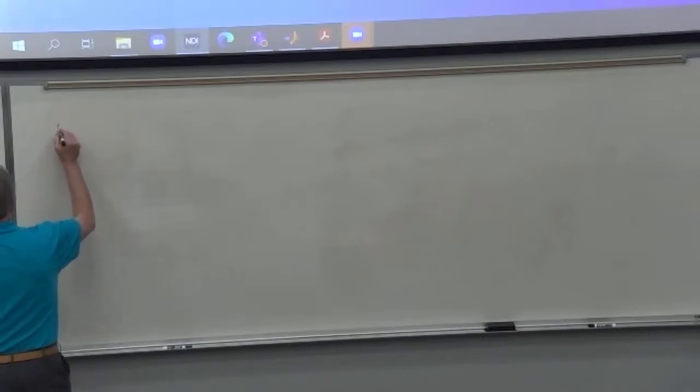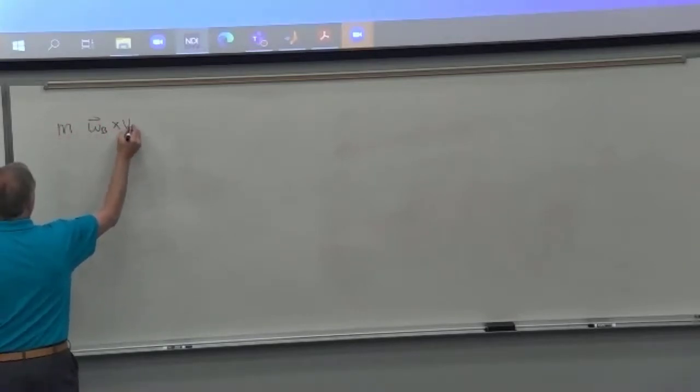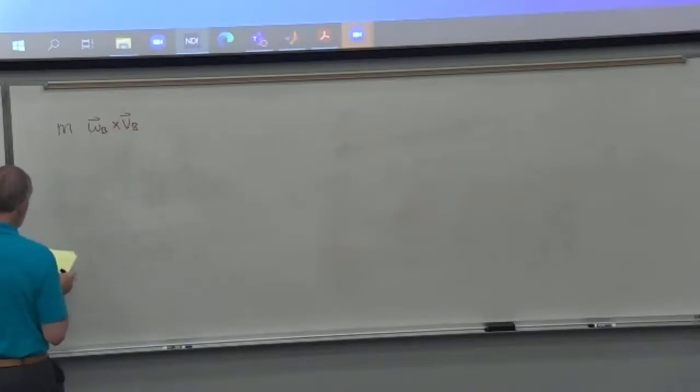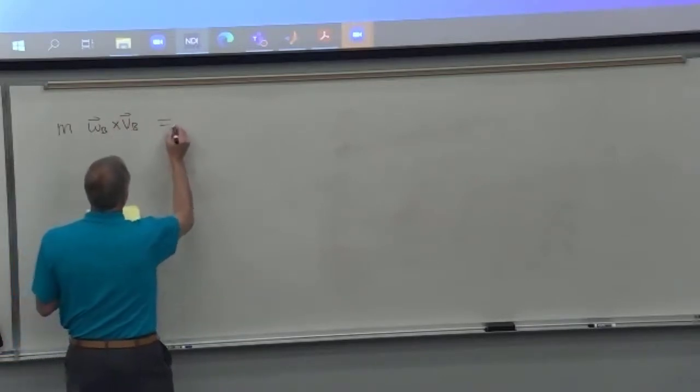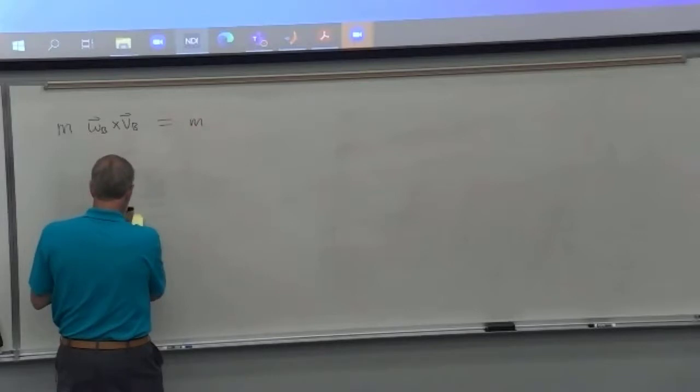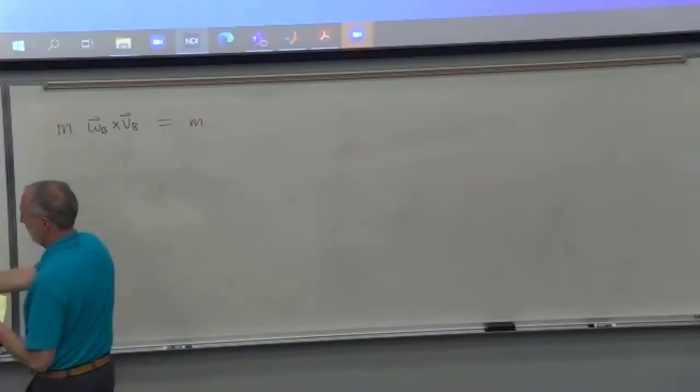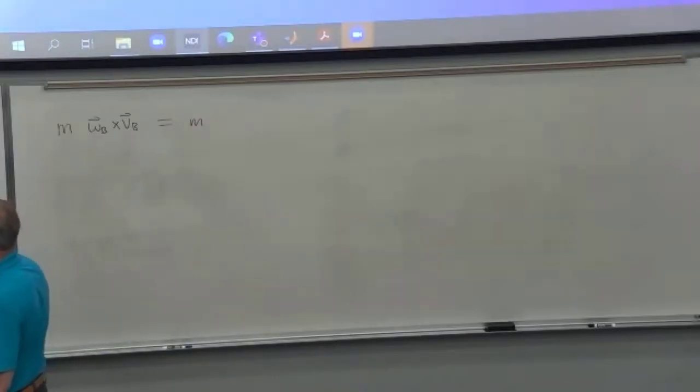So let's do the hard one first. We're going to do mass times omega cross VB. Fx, well, we've already done Fx, or FB, that's easy. And then VB dot is going to be easy, it's just the derivative, right?